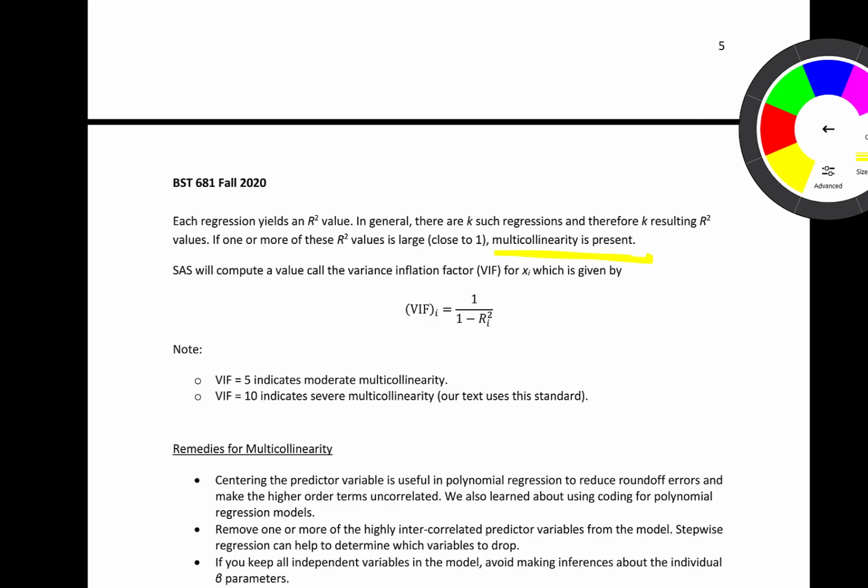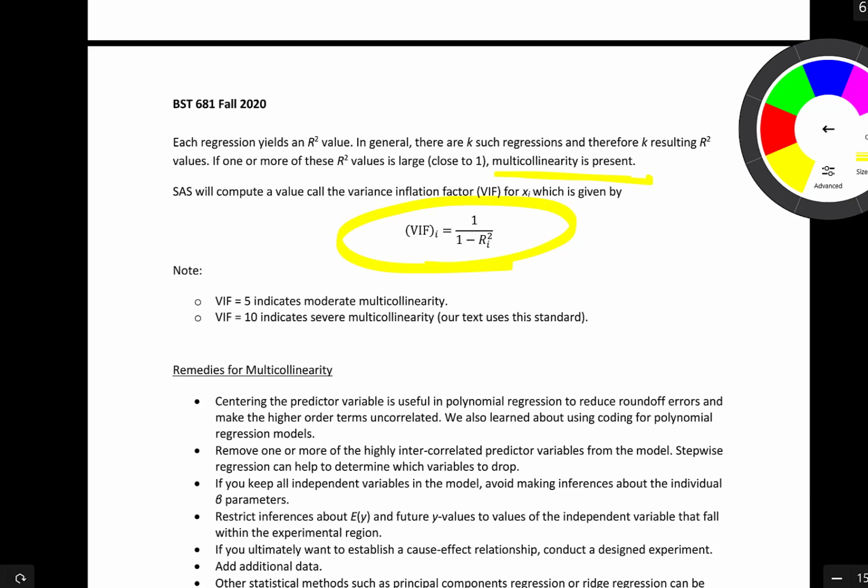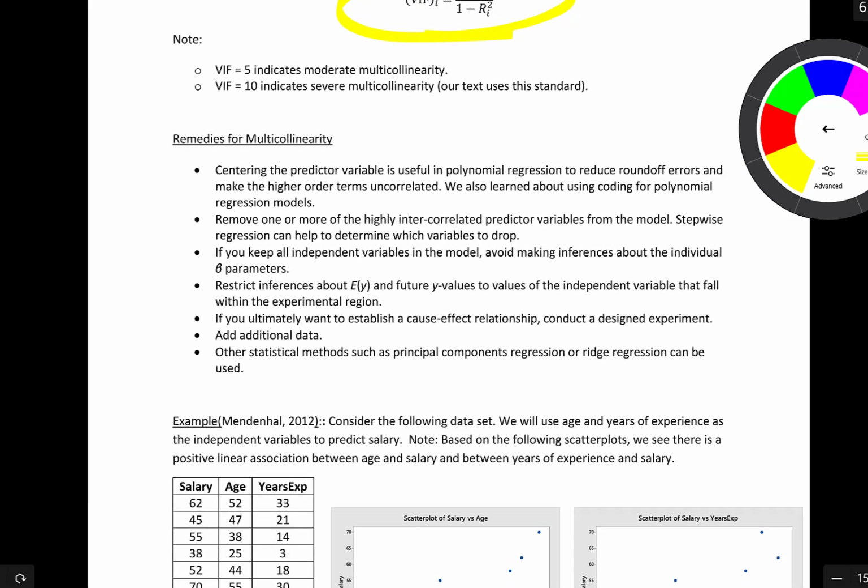And so SAS will compute what is called a variance inflation factor, which is a function of those R-squared values. We've actually seen variance inflation values in the SAS output before, we just haven't talked about it. So a VIF of 5 indicates moderate multicollinearity, and a VIF of 10 indicates severe multicollinearity. This is just a standard. I actually pulled this from the Mendenhall book, so you will notice that some texts and other resources might use something slightly different. There are several remedies, and again, I'll let you read these on your own.